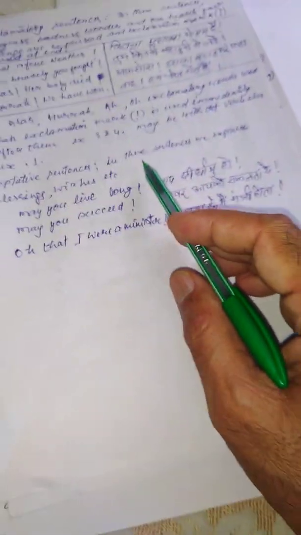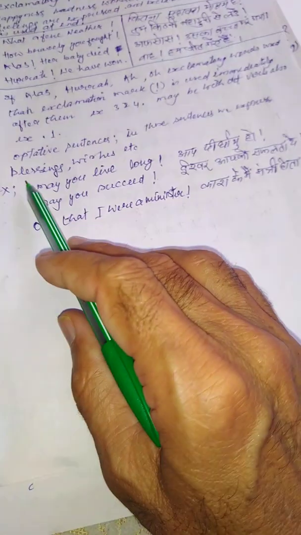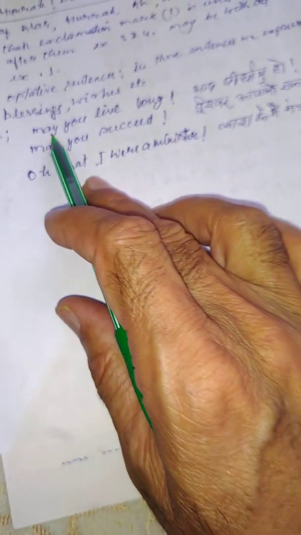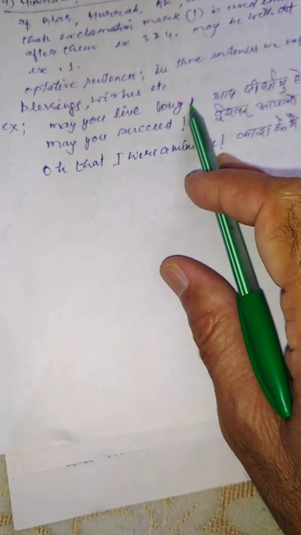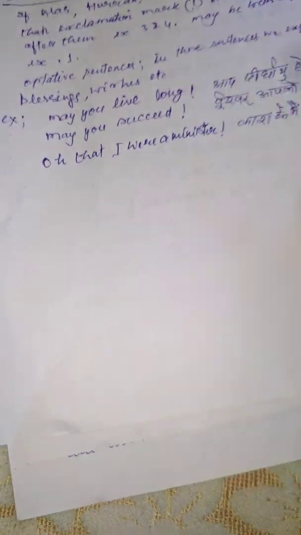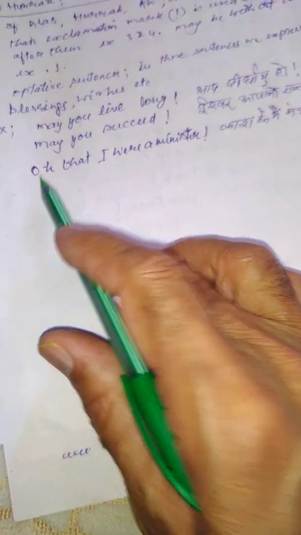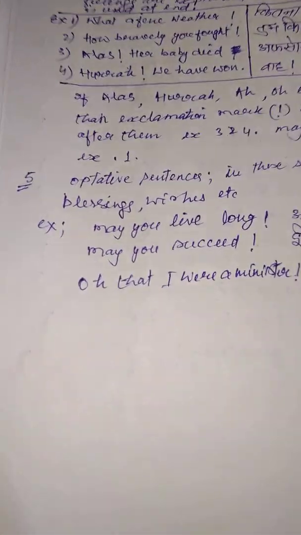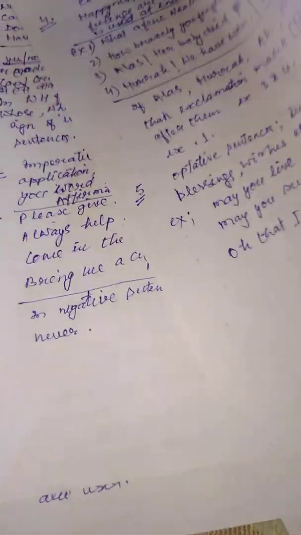Optative sentences: in these sentences we express blessings or wishes. Like if you wish to say happy birthday to someone, or if you want to say may you live long, or you want to bless them on their marriage anniversaries, those sentences come under optative sentences. May you live long, आप दीर्घायु हो. May you succeed, आप सफल हो. Oh, that I were a minister, काश मैं एक मंत्री होता.